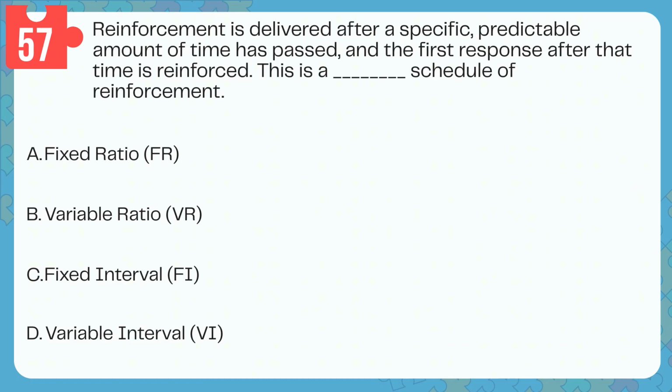Question 57. Reinforcement is delivered after a specific, predictable amount of time has passed, and the first response after that time is reinforced. This is a blank schedule of reinforcement. A. Fixed ratio, FR. B. Variable ratio, VR. C. Fixed interval, FI. D. Variable interval, VI.